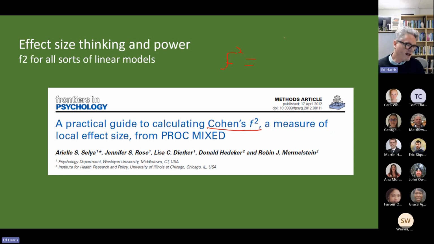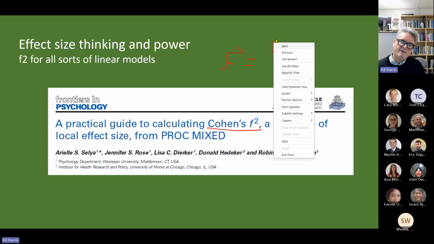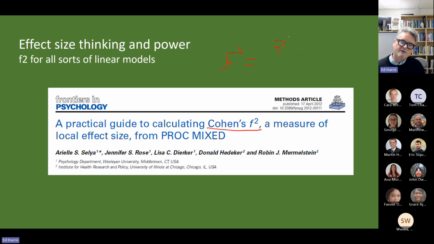The way that I like to calculate the F squared is to come up with your estimate of your R squared, and it's the R squared divided by 1 minus your R squared. So if you think you're explaining half the variance or 60% of the variance, you can calculate the estimate of your F squared. And from that, it's quite easy to calculate the power and the sample size you need for a given power. So I would recommend this paper. We're not going to look at it today.